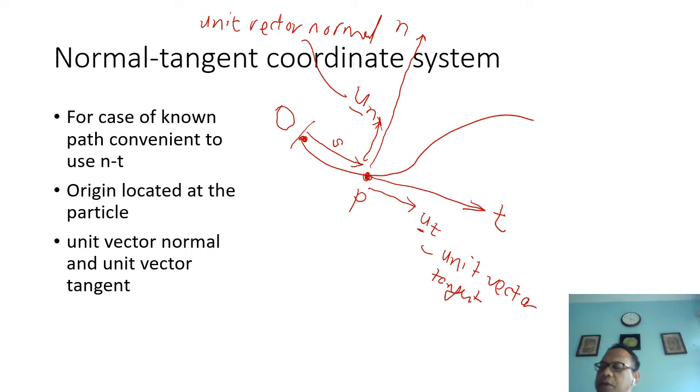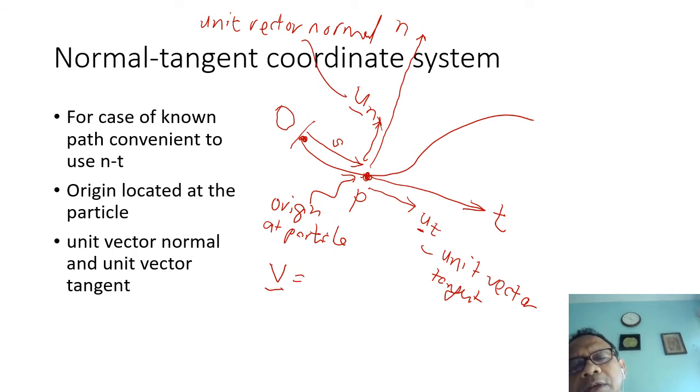Because the origin is located at the particle, there is no displacement here. So we have a definition of V. The velocity V can now be represented as the magnitude V and the unit vector tangent. So the direction is in the unit vector tangent, and V is the scalar, the magnitude of velocity.